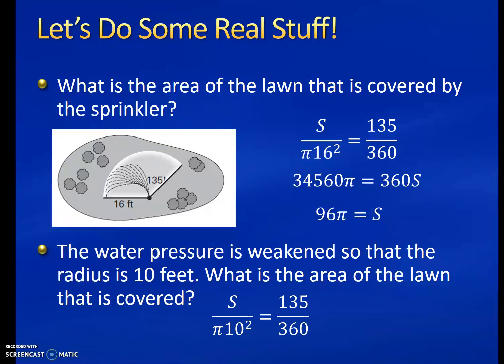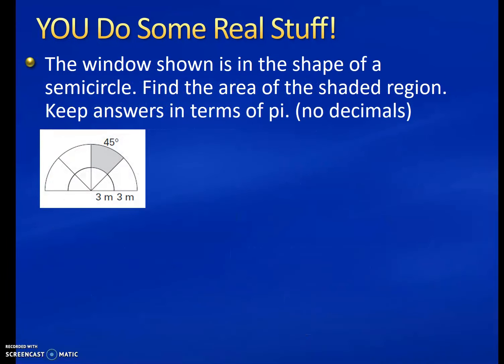All right, let's see how you did. So this would be my setup. The only thing that's changing is this 16 squared is changing to a 10 squared. And when I cross multiply, I get 75 pi over 2. If you had gone through and divided that and got 37.5 pi, then that's fine too. Probably would take either answer, okay? All right, how about you try this problem all on your own? Make sure you're keeping your answers in terms of pi.